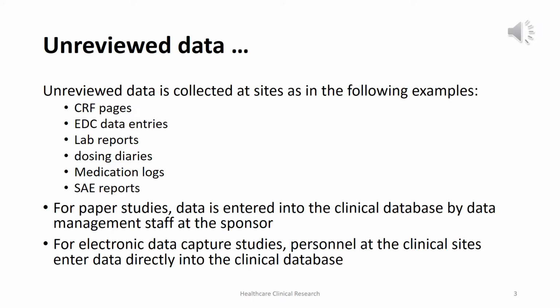Let's start by talking about data. As data comes in, we think of it as unreviewed. This unreviewed data is collected at sites and can be in the following examples. It could include CRF pages. It could include electronic data capture, data entries. There are going to be lab reports. There are going to be dosing diaries that patients fill out. You may have medication logs. You may have serious adverse event reports. So it can come in through a variety of different mediums.